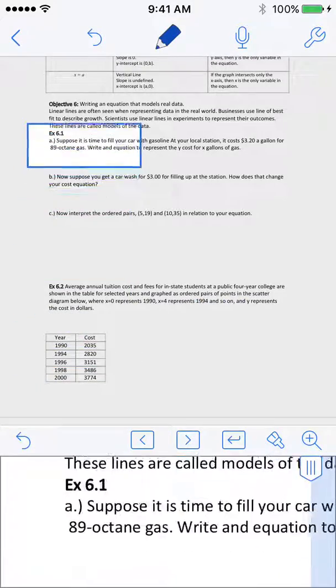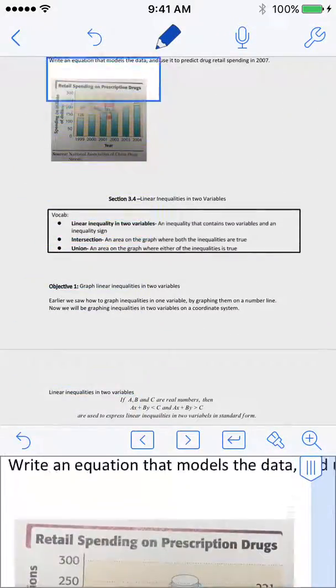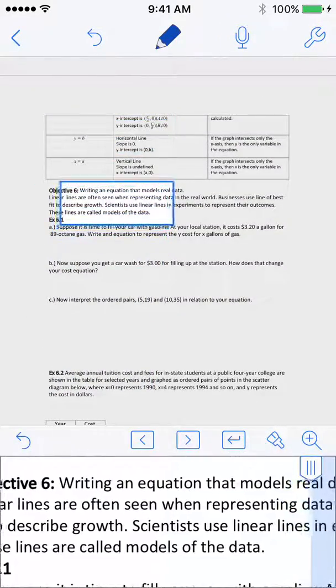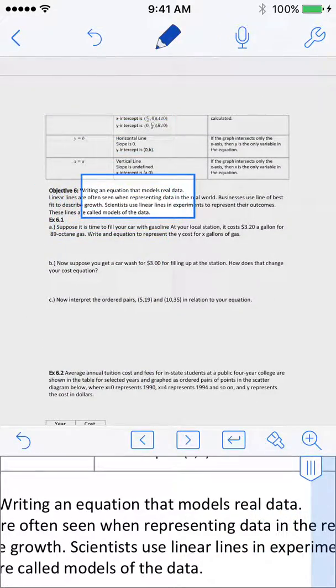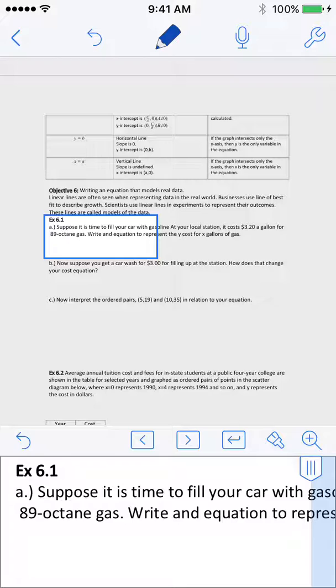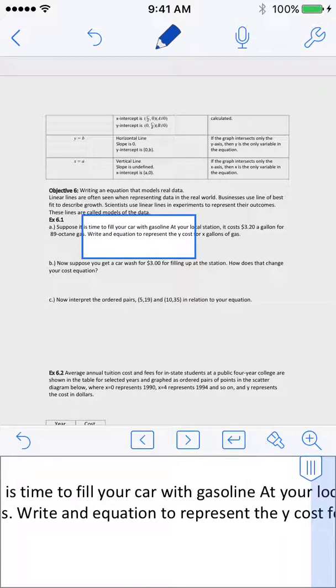The last thing we're going to talk about in section 3.3 is using equations to model real data. So more of that real life stuff. Where would we actually see this in the real world, and why should we care? So let's look at some real life examples and see if we can fit linear equations to them. 6.1. Suppose it is time to fill your car with gasoline.